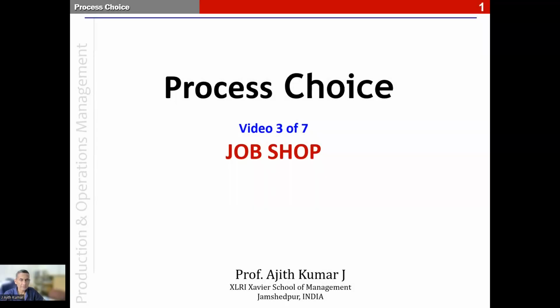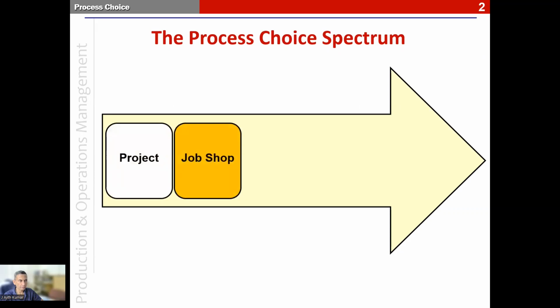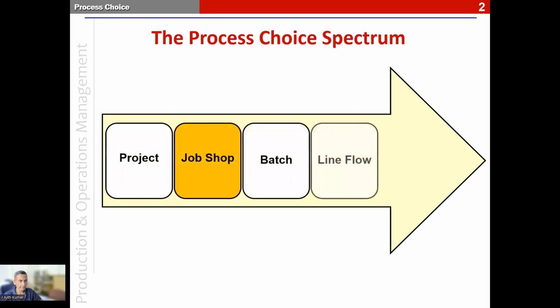This is the third of a series of 7 videos on process choice. In this video, we look at the job shop type of process. The job shop process is the second process from the left on the process choice spectrum. It comes immediately after the project type of process.